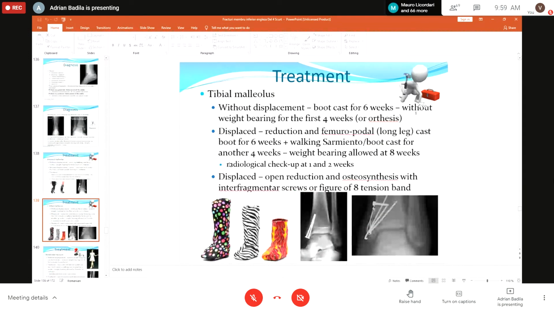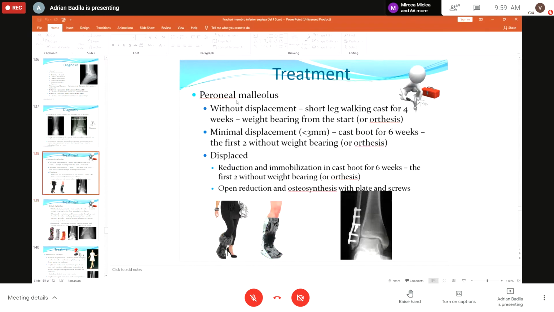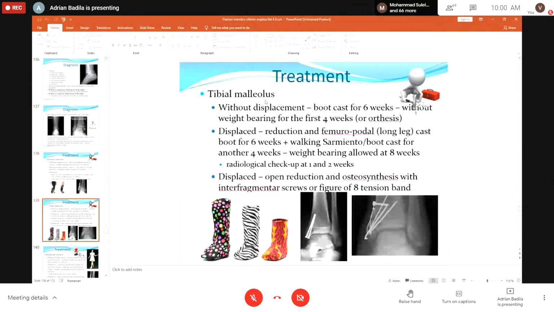For the tibial malleolus, if the fracture is without displacement, immobilization will be in a boot cast for 6 weeks and without weight bearing for the first 4 weeks. So it's a big difference. For the peroneal malleolus without displacement, 4 weeks and weight bearing from the start. For the tibial malleolus, even if the fracture is without displacement, immobilization will be for 6 weeks and without weight bearing for the first 4.